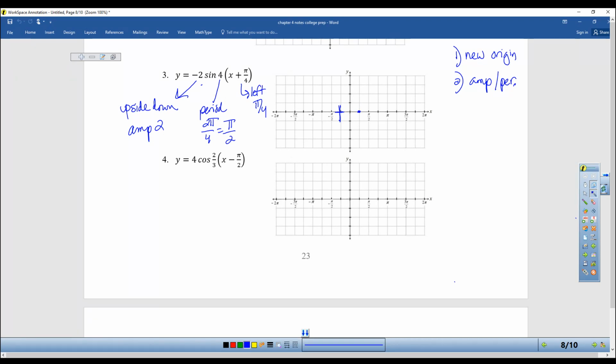So what does sine do? Sine starts at 0, ends at 0, in the middle at 0. And instead of going up to 1 and down to negative 1, it's going to go down to negative 2 and then up to 2. And that would give me my base graph. I do have to keep going, which I can see that it's actually going to be at every single one of these, but it's going to go down and then up, down and then up.